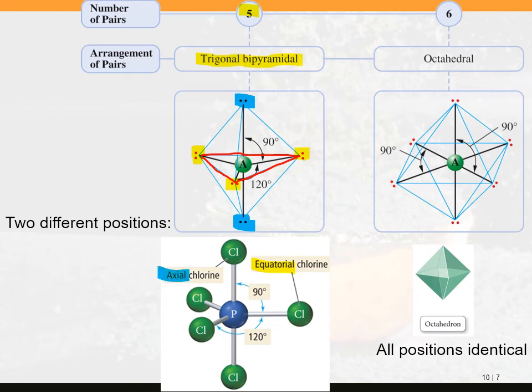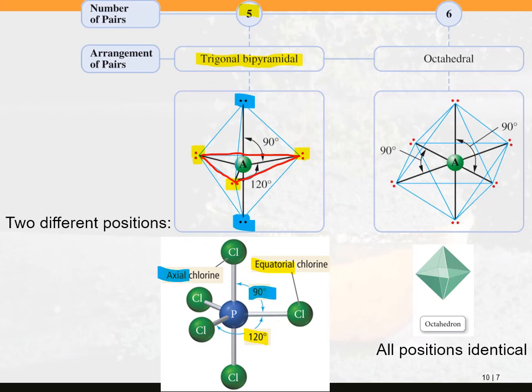So there are 2 different positions in this shape, axial positions and equatorial positions, and therefore there are 2 different bond angles. Equatorial positions are separated by 120 degrees, and equatorial and axial positions are separated by 90 degrees. This is the only shape with 2 different positions.